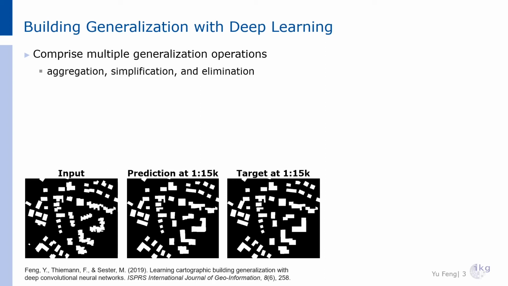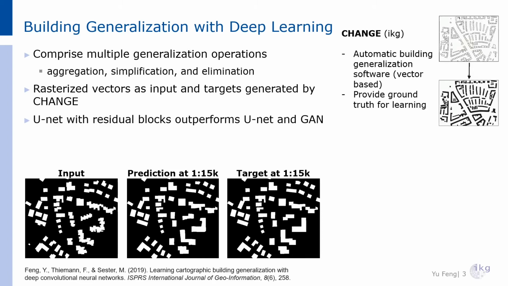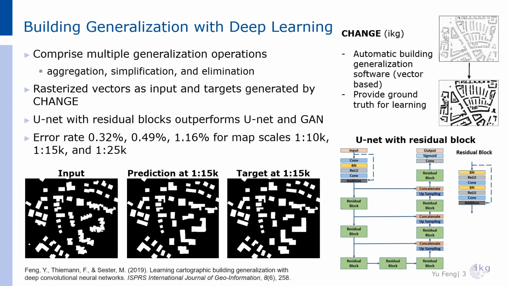The input data is rasterized OpenStreetMap building layers, and the targets are generated by the vector-based building generalization software CHANGE. We have compared different network architectures and selected the UNet with ResBlock to be the best model. We trained the model for 3 map scales separately and achieved a very small error rate.